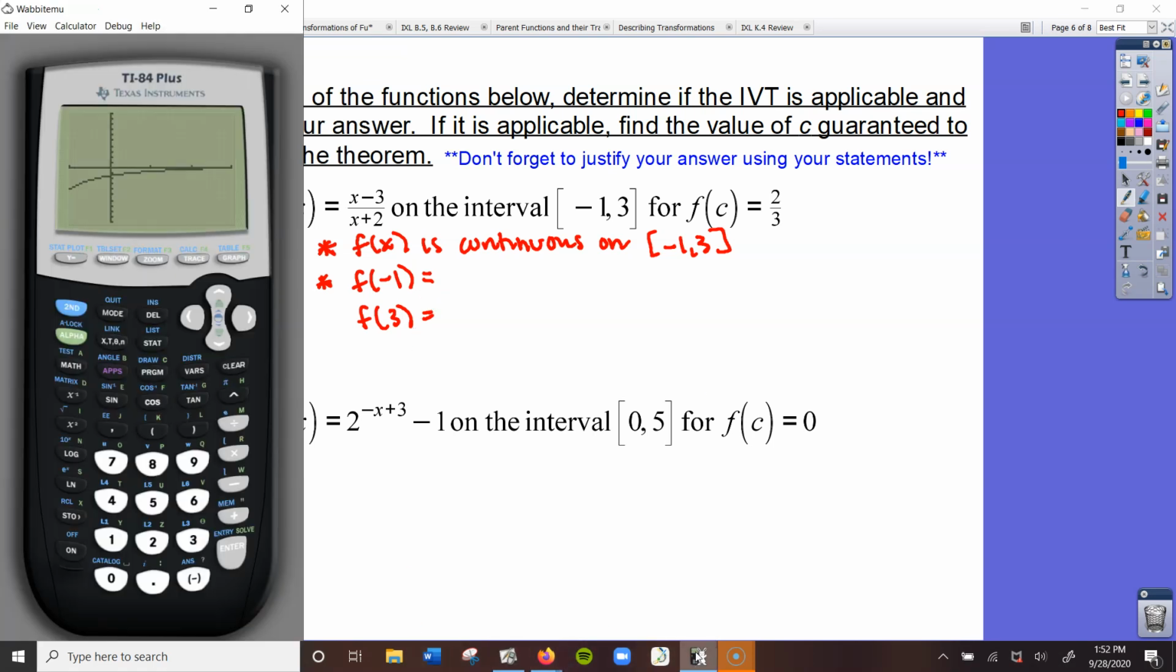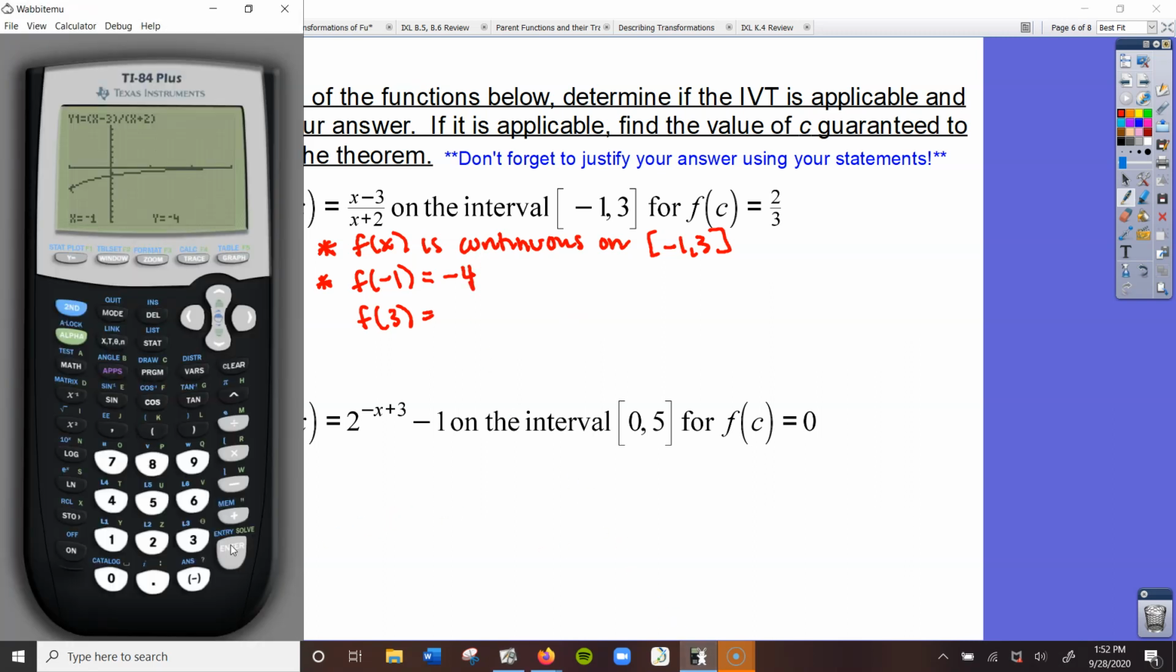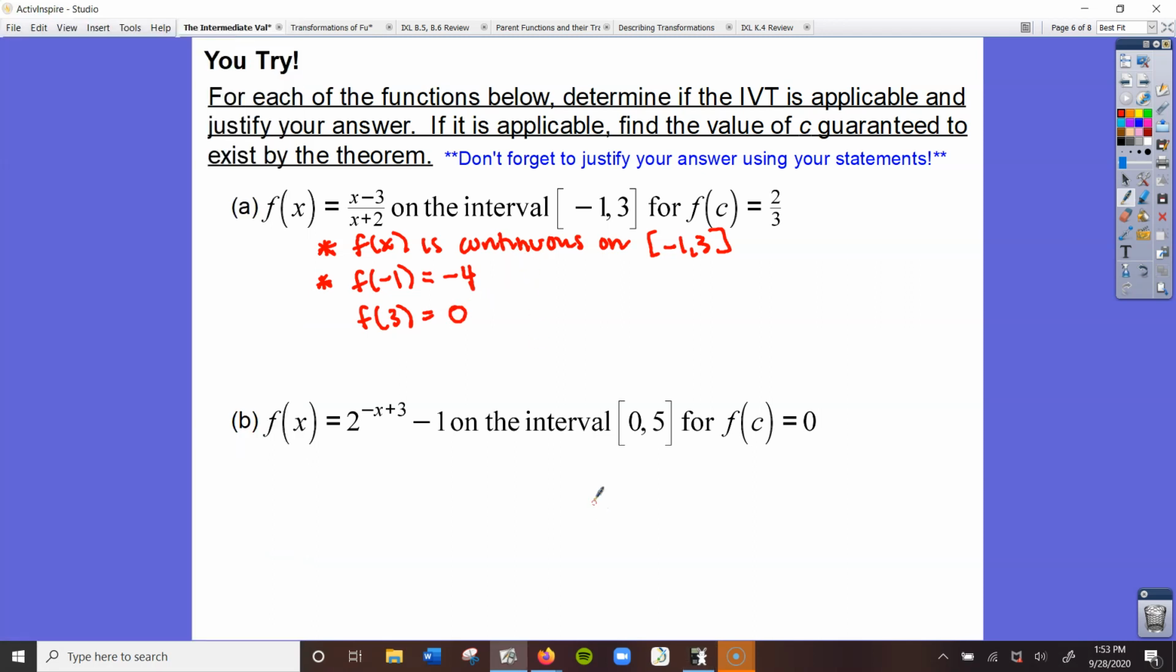So on the calculator, remember when we're finding function values, that is in the second calc menu. I press enter for value. First one is -1. And we get that y value is -4. Next, we're going to plug in 3, press enter, and we get a y value of 0.